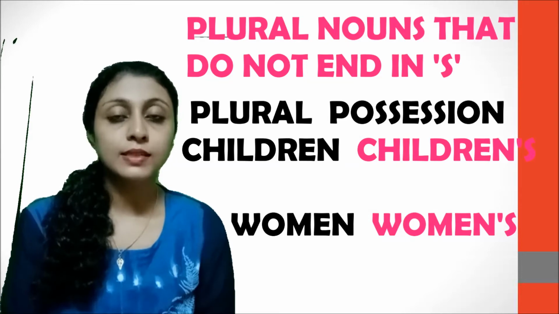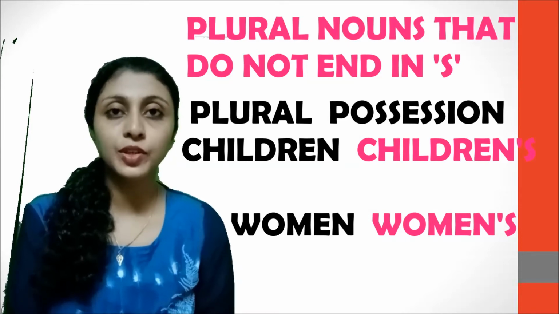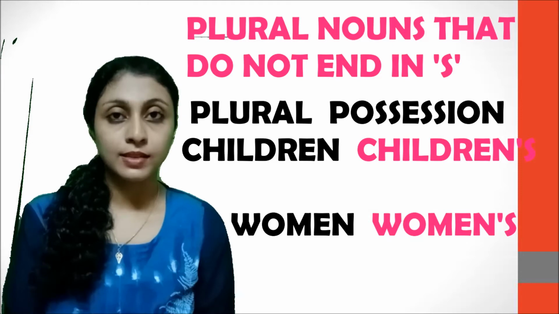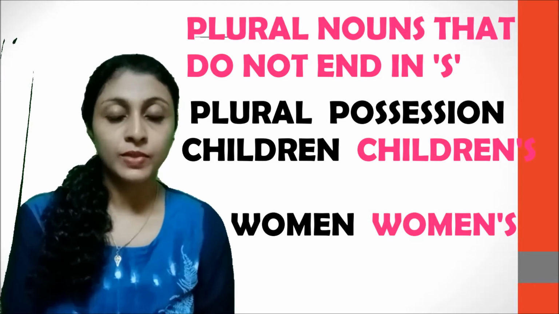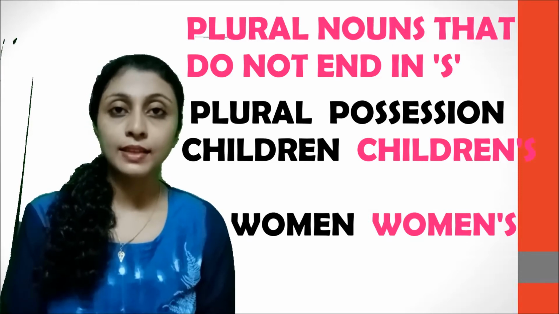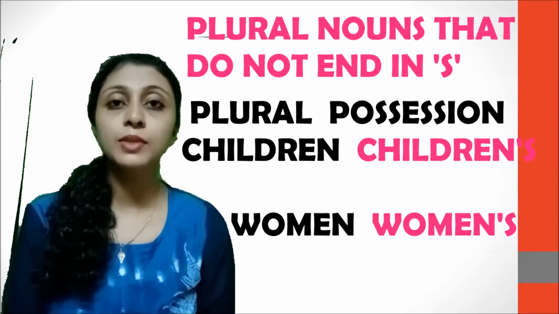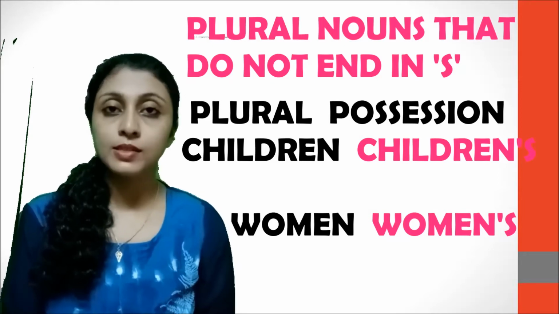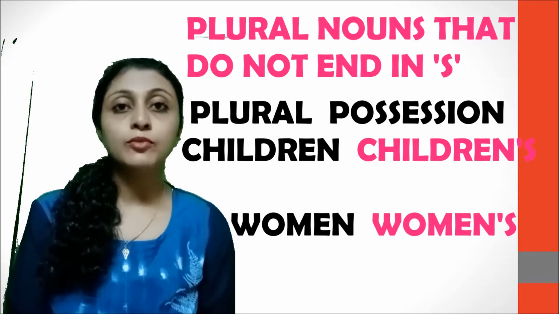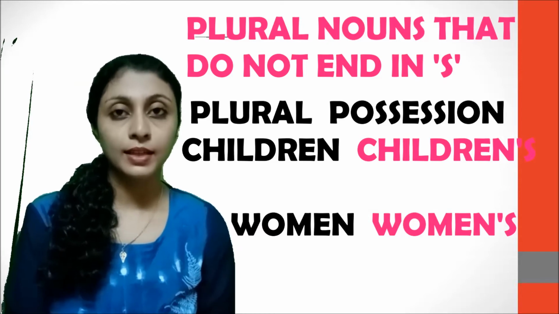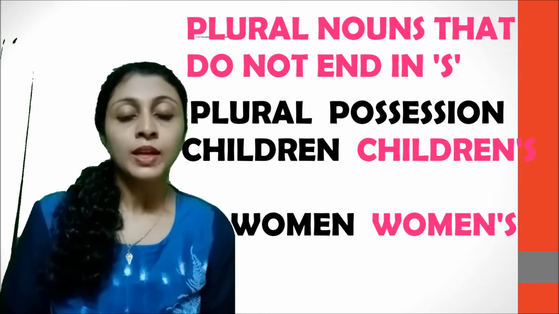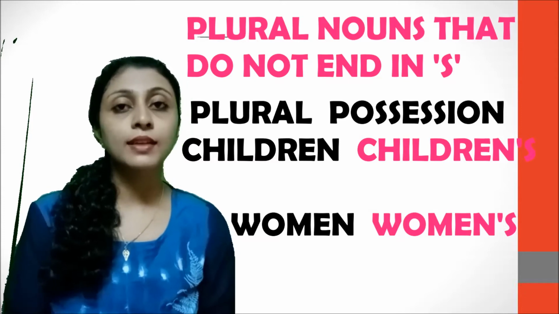Here are some examples of nouns where the plural form does not end in an S. For example, child. Child is a singular form. The plural would be children, and it does not end in an S. So when we have to show possession, you just have to use the apostrophe and then the S, since the plural form does not end in an S. Similarly, for woman. Woman is a singular form. The plural would be women, with an M-E-N. And when you have to show possession, you just have to add the apostrophe and then the S.